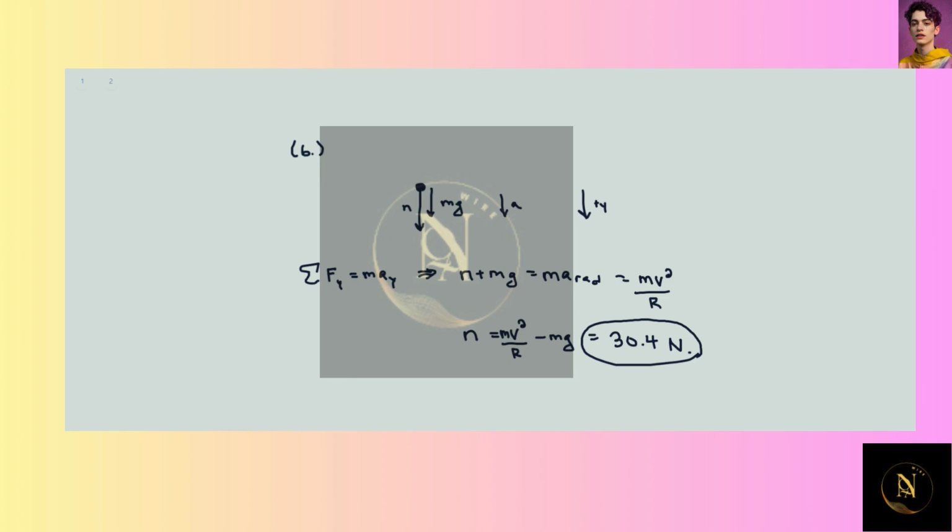So the sum of the forces in the y direction is equal to the mass times acceleration in y direction. Newton's second law, of course. And now N plus mg is equal to mass times the radial acceleration, which is still equal to v squared over r. And so now the normal force is equal to mv squared over r minus mg. And now plugging in these things again, we get 30.4 newtons. So when the car is at the top of the track, the walls are applying less of a force than when it's at the bottom. And that should make intuitive sense.